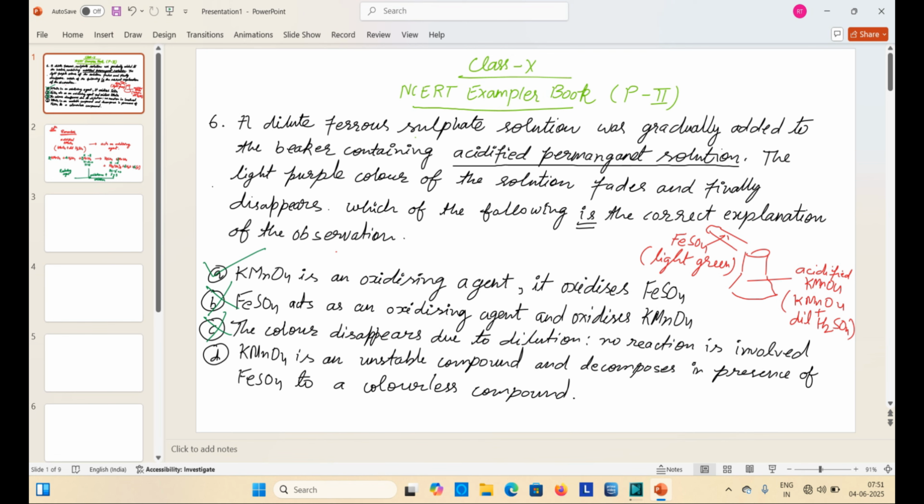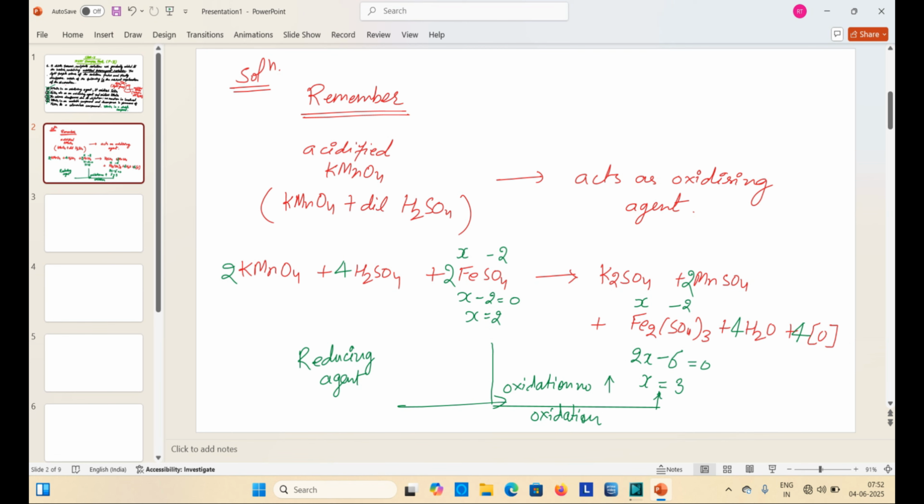Now come to the fourth option. KMnO4 is an unstable compound and decomposes in the presence of FeSO4. It's wrong. Always remember that KMnO4 is a stable compound. It is not unstable. So yes, only one option, that KMnO4 is an oxidizing agent, it's true. And you will remember that acidified permanganate solution will always act as an oxidizing agent.